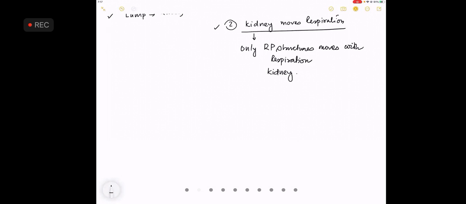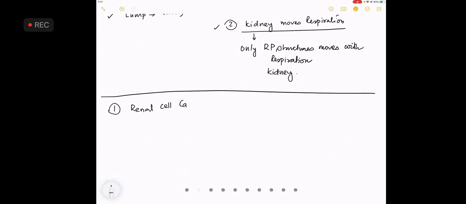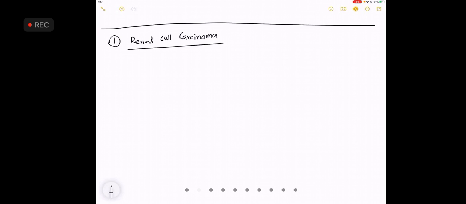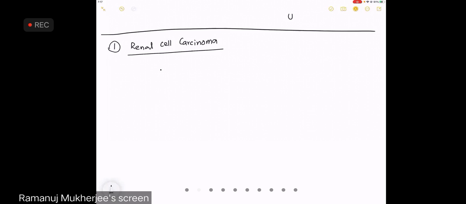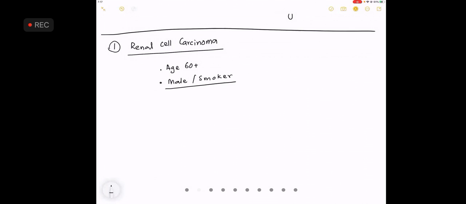Now let us talk about the differential diagnosis. One is renal cell cancer, or cancer of the kidney. Renal cell carcinoma. What is the story in this? The patient is an elderly patient. Number 2, usually male. Number 3, smoker. These are points that go in favor. That doesn't mean it cannot happen in females.